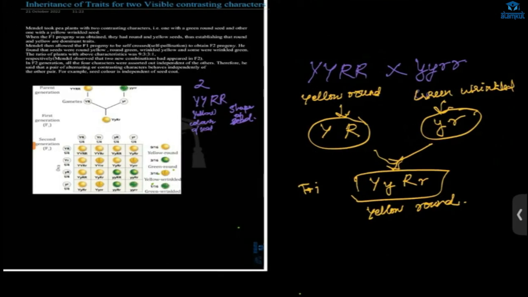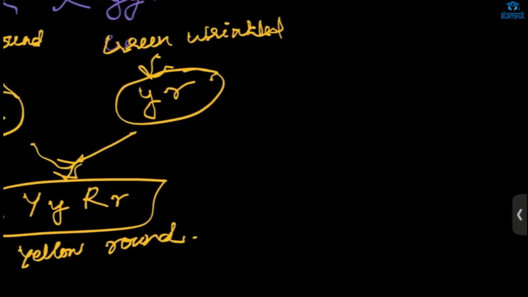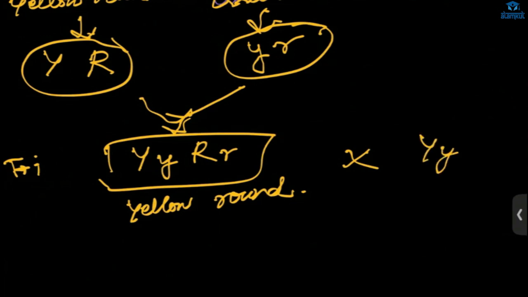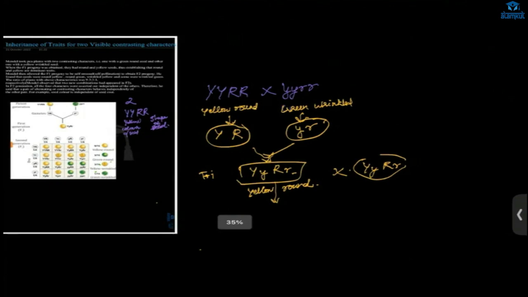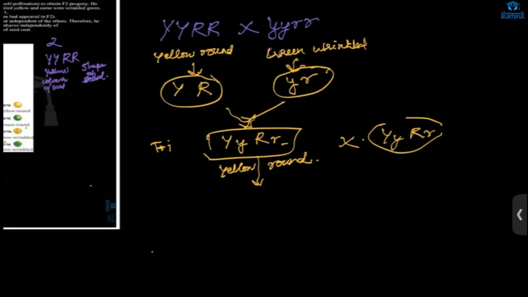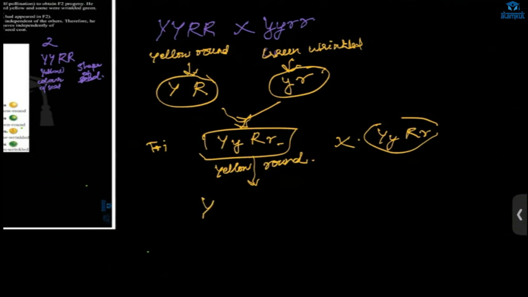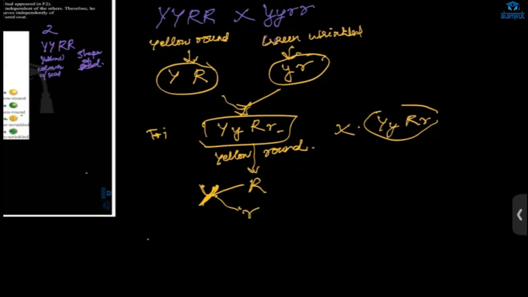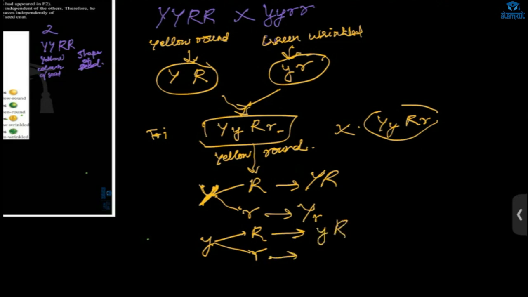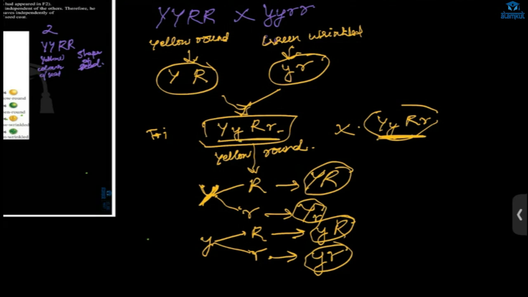And here again, we crossed it. Selfing. In selfing, what type of gametes will we get? When we cross these two, which type of gametes will we be getting? Okay, now wait. Capital Y, capital R; capital Y, small r; small y, capital R; and small y, small r. These are the gametes. Here also, because both are the same, we will get the same type of gametes.